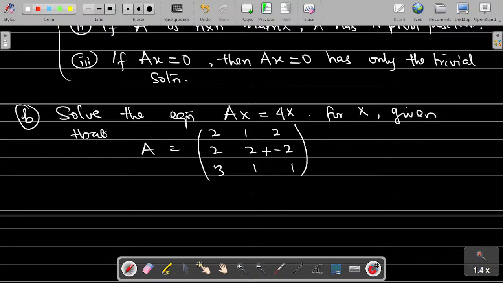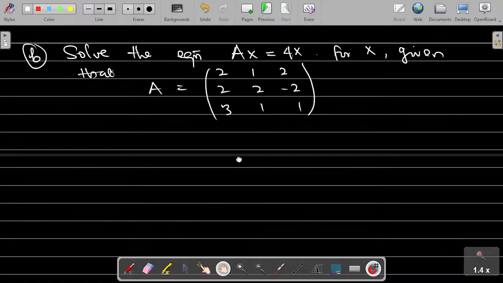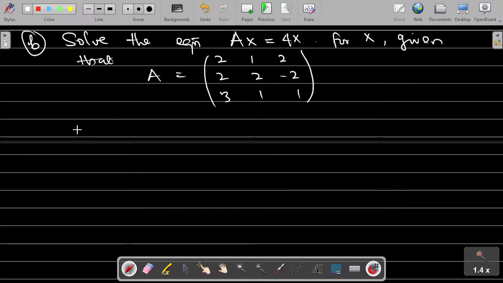This time around we are having 4 here. So all we need to do is exactly the same thing we did earlier, and then bring in the equation and solve it. So let's try doing that. First of all, solution. This should come over here to give us 0, so we are going to have Ax minus 4x equal to 0.